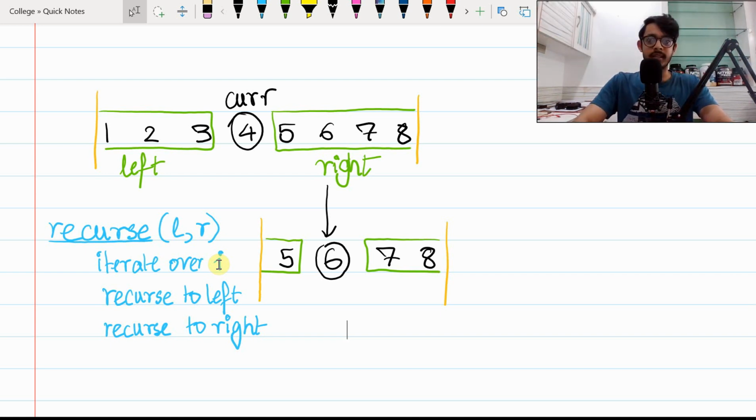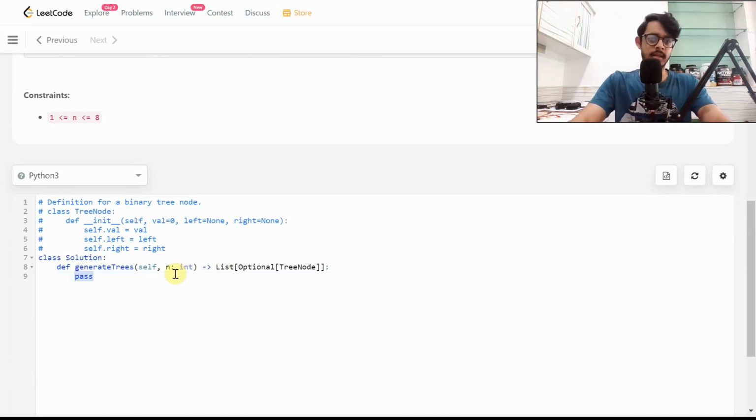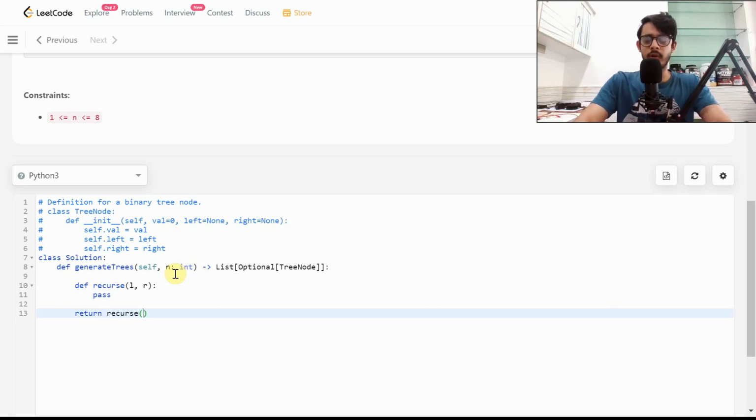Okay, enough said. I think the logic is pretty clear. Now we'll dive into the code of it, which should make things a lot clearer. First, we'll have a recurse function, taking in the input L and R. This recurse is what we're going to initialize the recursion with.